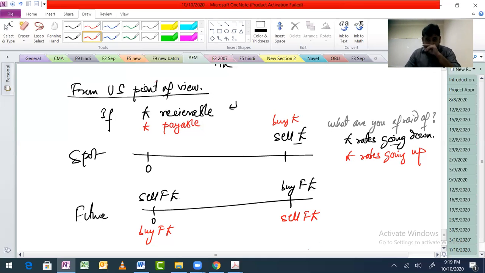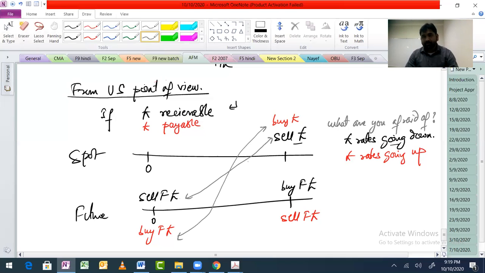Then the second thing, if you are a US firm, see how you can keep this in mind. One is this: sell and sell. Whatever you have to sell, you sell it today itself. Buy is matched with buy. Are we fine with that? That is one way of thinking to keep in mind.